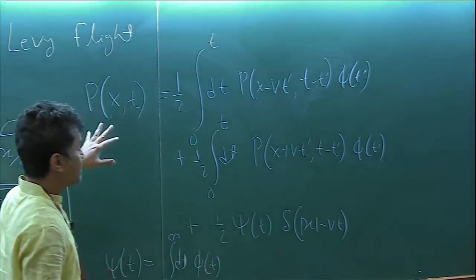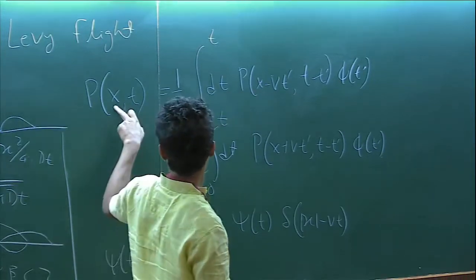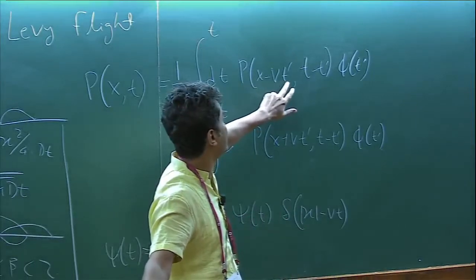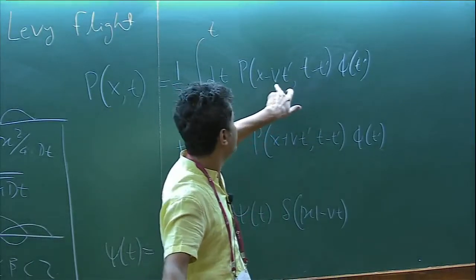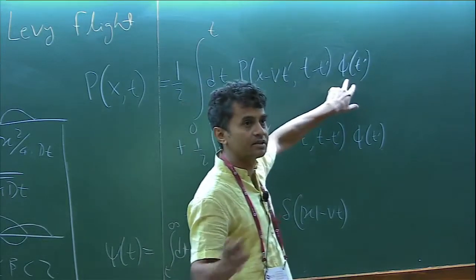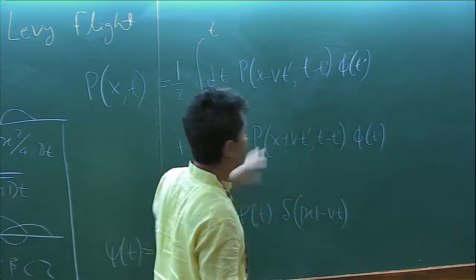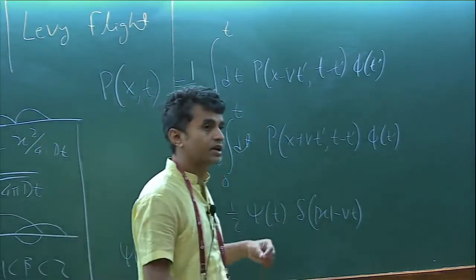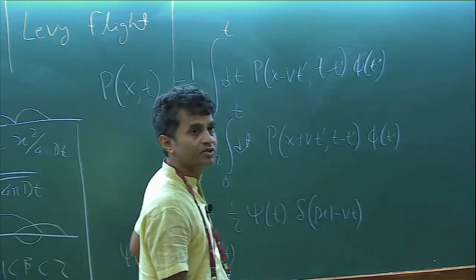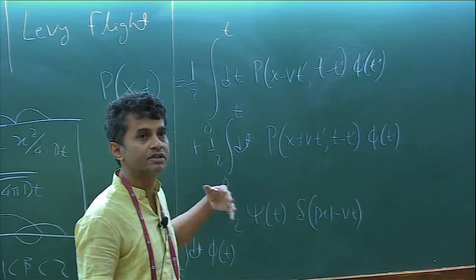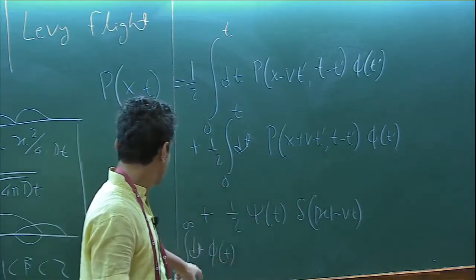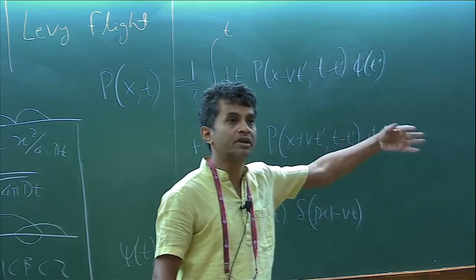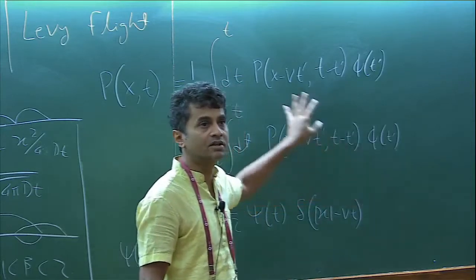Okay, so this is more or less like the random walk, except here the probability that you are at x at time t is that you should have started from some place at time t prime before, and this is the probability of that step, right? So this is from minus vt and this is from plus vt. And the other thing that can happen is that you take a step which is bigger than time t. So this is the probability that you choose a step length which is larger than t, and then at time t you'll definitely be exactly at vt, right? So this is the equation.